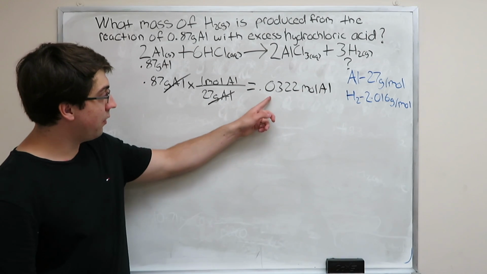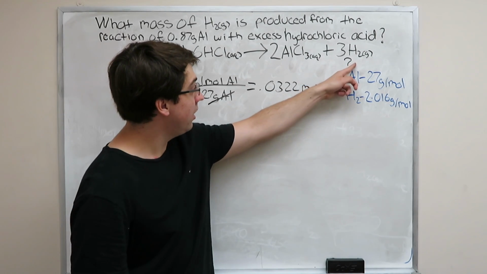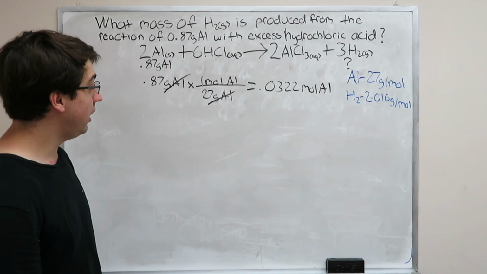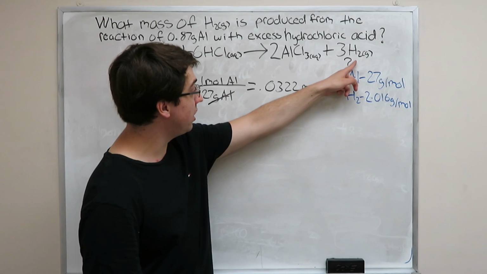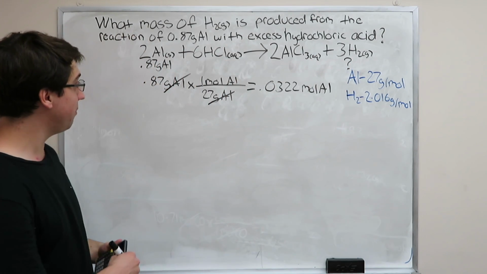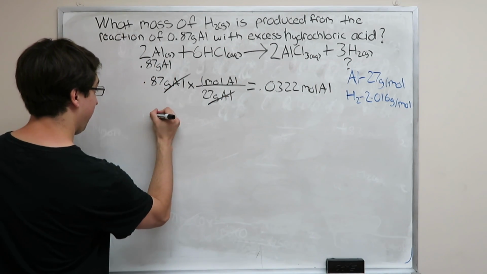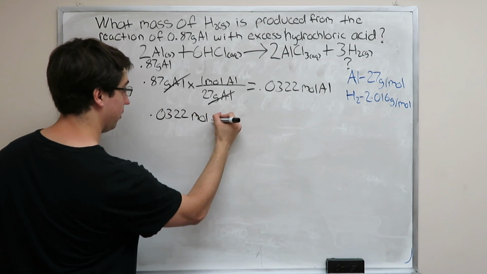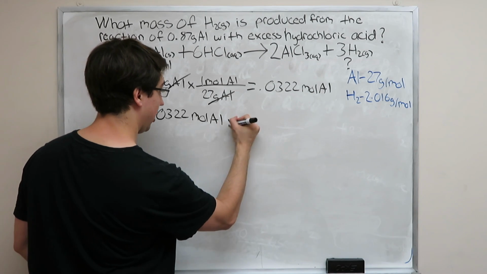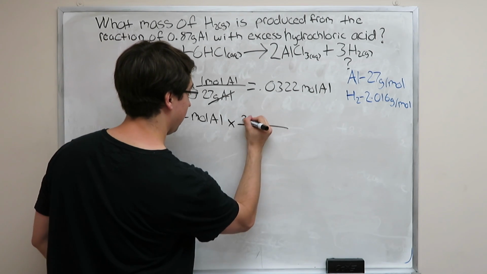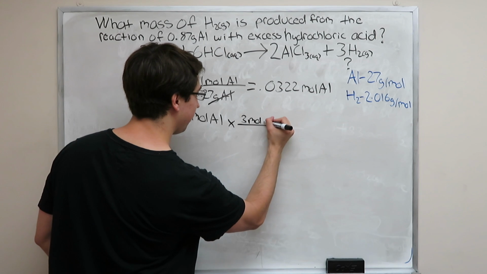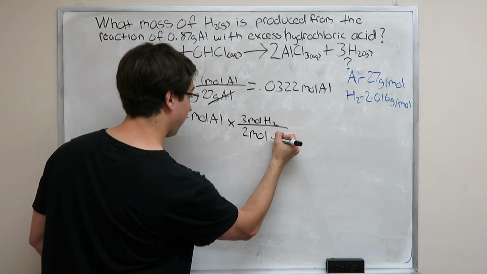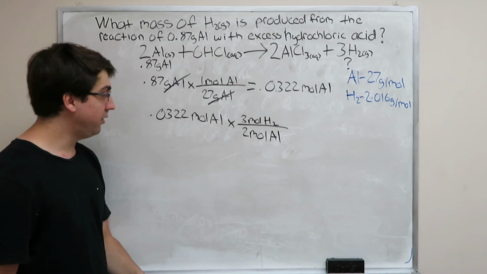Next thing you need to do is convert the moles of aluminum to moles of hydrogen, and we need to make a mole ratio of the hydrogen and aluminum using this equation. And for this equation, there is 3 moles of hydrogen required for every 2 moles of aluminum. This is our mole ratio.